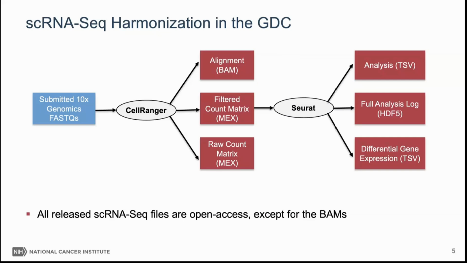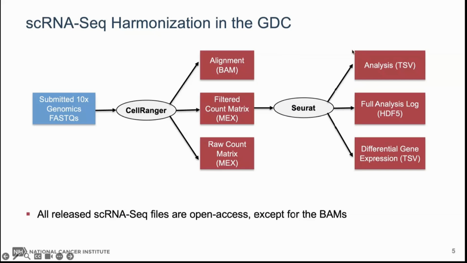And also a full analysis log in HDF5 format, also sometimes known as the Seurat RDS file, is generated. This is a very big file containing all the key parameters, intermediate steps, and metadata during the analysis. It contains both steps and data, including all the intermediate and final transformed gene expression data.